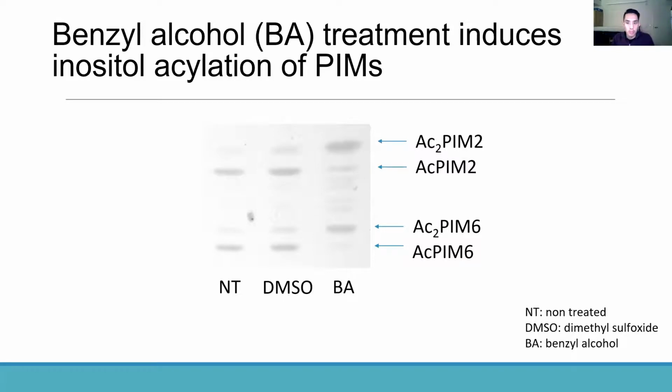So in this TLC image, we can see that in non-treated cells and DMSO-treated cells, there's predominantly AcPIM2 and AcPIM6, as expected. But upon addition of BA, diacyl-PIM2 and diacyl-PIM6 accumulate, while the monoacyl-PIMs deplete in some sort of PIM ratio flip. This ratio switch indicates that inositol acylation of monoacyl-PIMs to form diacyl-PIMs occurs as a response to BA. And because of this, I suspect that this response is a modification of existing PIMs rather than new PIMs being synthesized.